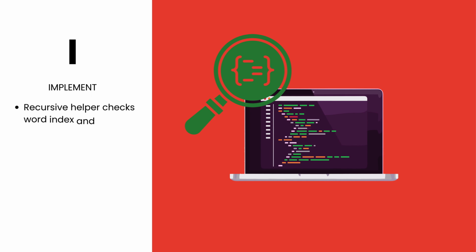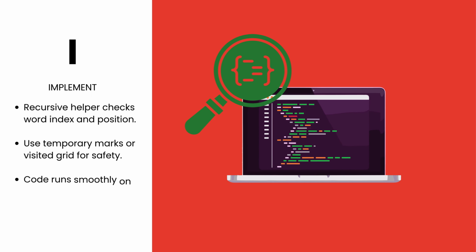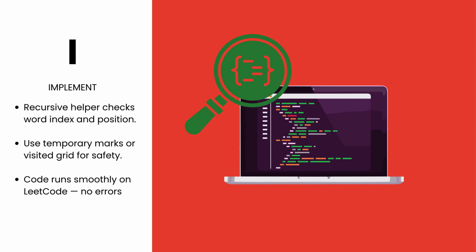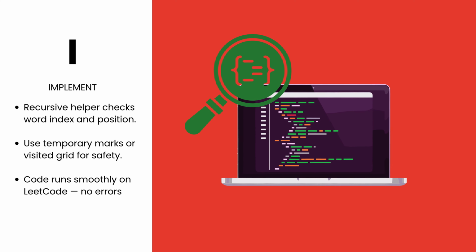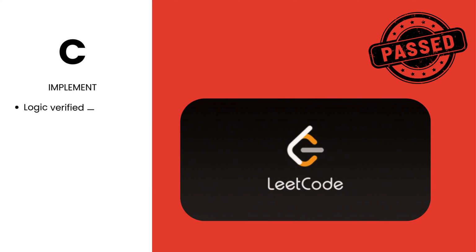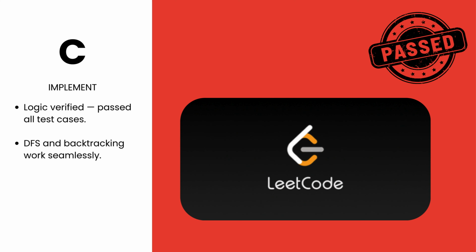We implemented the DFS with careful boundary checks and visited tracking, ran it on LeetCode, and everything executed flawlessly, no errors, no infinite loops. After testing across multiple grids and edge cases, every run produced the expected results, confirming that our backtracking approach is both correct and efficient.